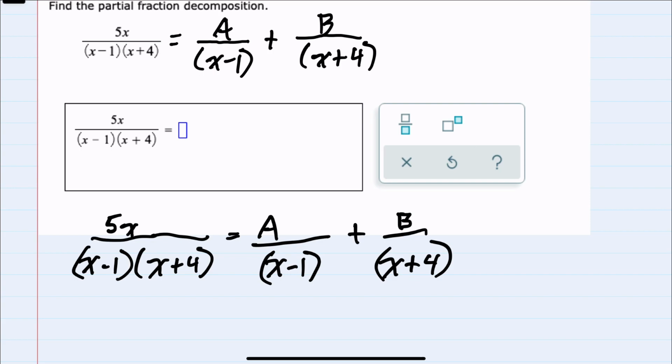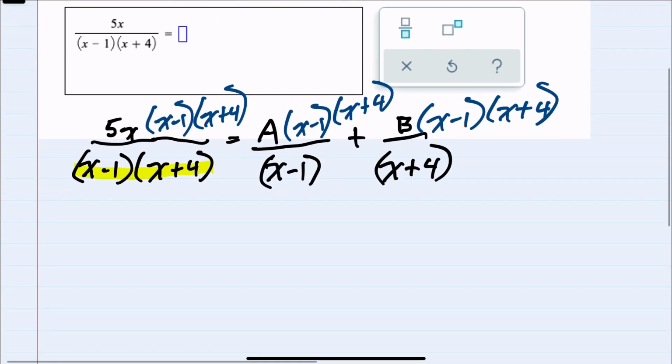To start to solve for a and b, I would like to start by getting rid of all of these fractions. And you may recall from earlier that we can do that by multiplying both the left and right-hand side by the lowest common denominator. And for all of these fractions, the lowest common denominator is going to be x minus 1 times x plus 4. So I will multiply the left-hand side by x minus 1, x plus 4. Since the right-hand side has two terms, each one will get multiplied by x minus 1, x plus 4.